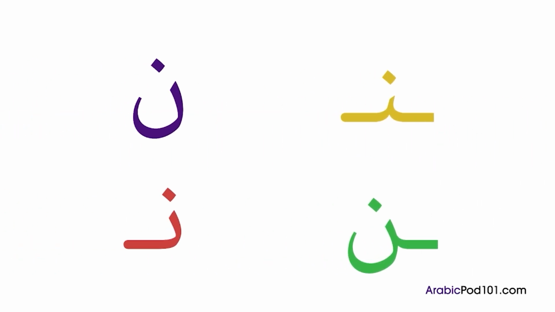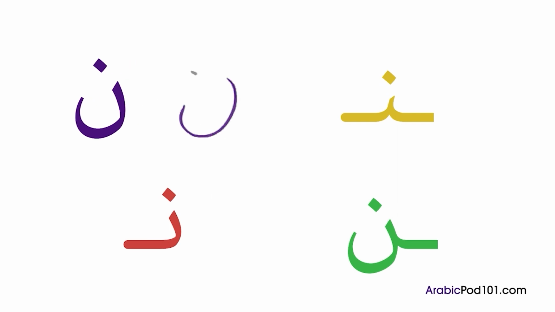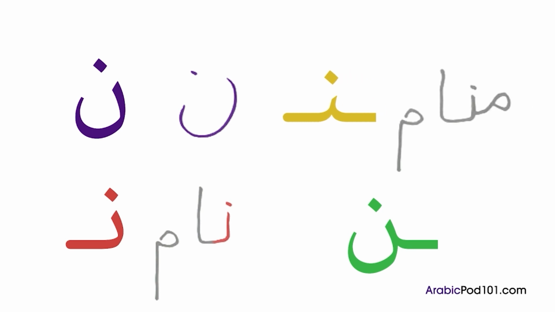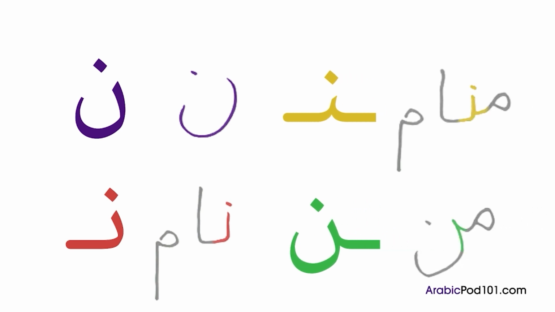Now let's review noon. Isolated, initial, medial, and final. That's it for the first lesson. Did you remember that the initial form of alif is the same as the isolated form, and the medial form is the same as the final form? Now let's move on to the next lesson.